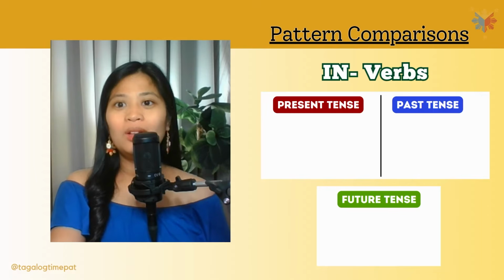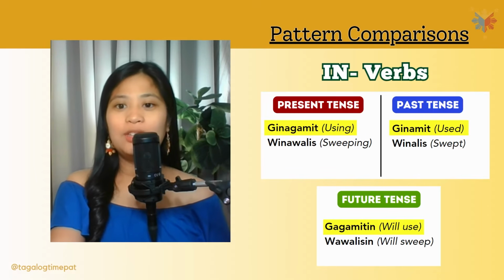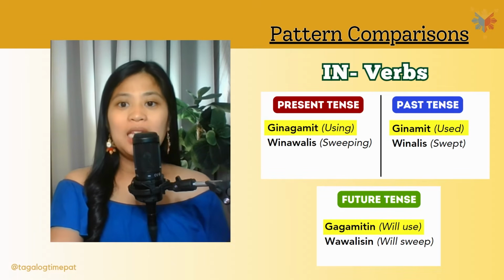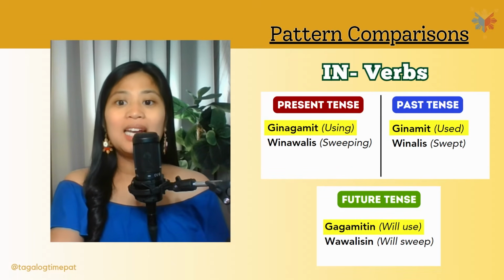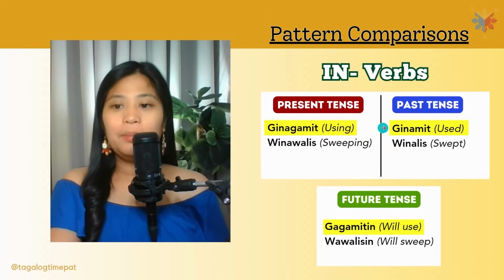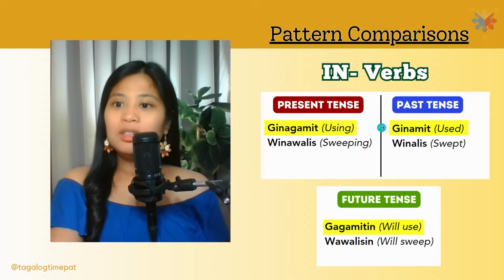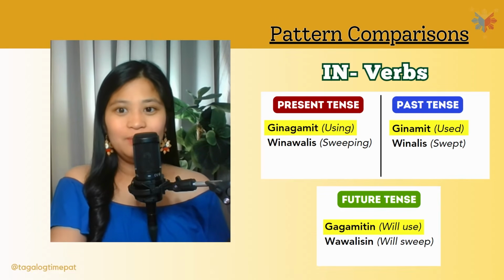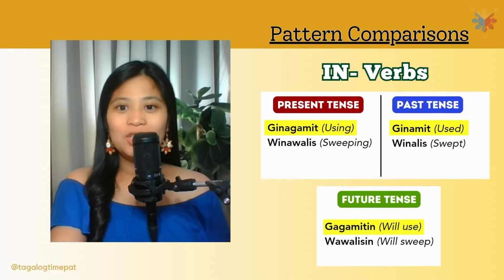Let's compare all of the conjugation patterns for these verbs. We'll just take a look at the ones highlighted in yellow. So gamit means to use. In the present tense, it's ginagamit, using. In the past tense, it's ginamit, used. And then the future tense, gagamitin, will use. So very interesting there.